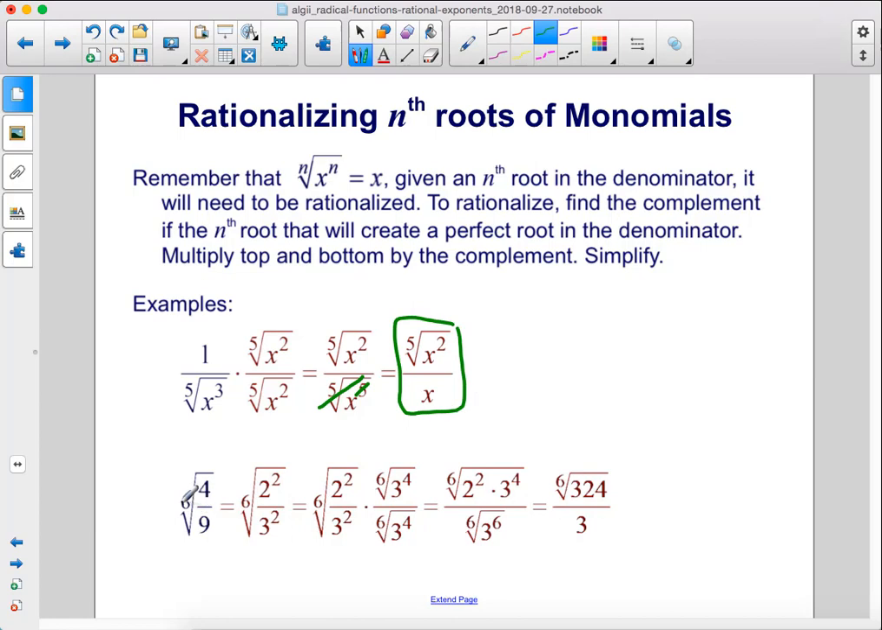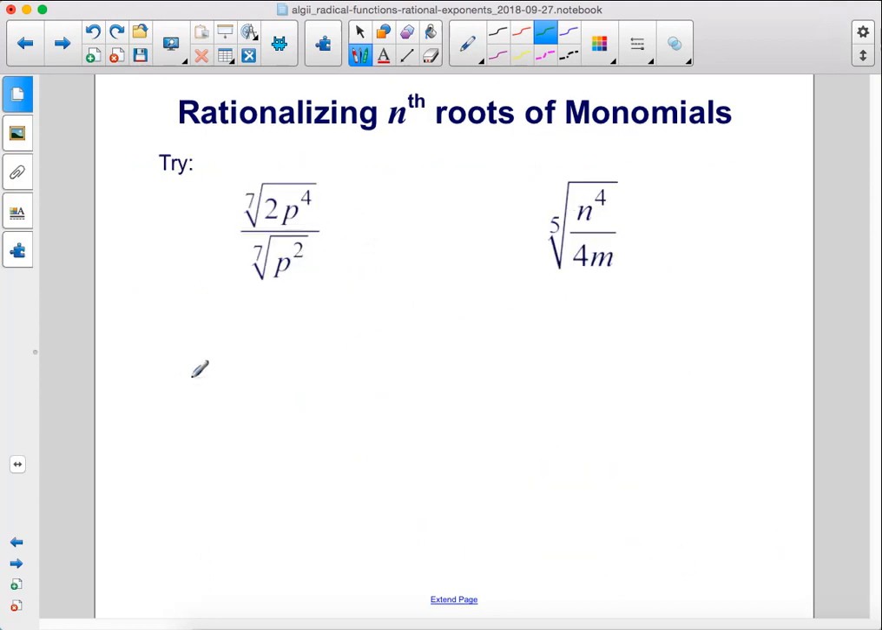Down here, we have the sixth root of 4 over 9. 4 can be rewritten as 2 squared, 9 as 3 squared. Now, we see here that we have the sixth root of 3 squared, which we can't simplify further. However, if we then multiply it by the sixth root of 3 to the fourth power, then all of a sudden we would have the sixth root of 3 to the sixth power, and that cancels out, leaving us with 3. So we multiply top and bottom by this radical, and we get this for our numerator, and this is our answer. Let's try 2 examples.